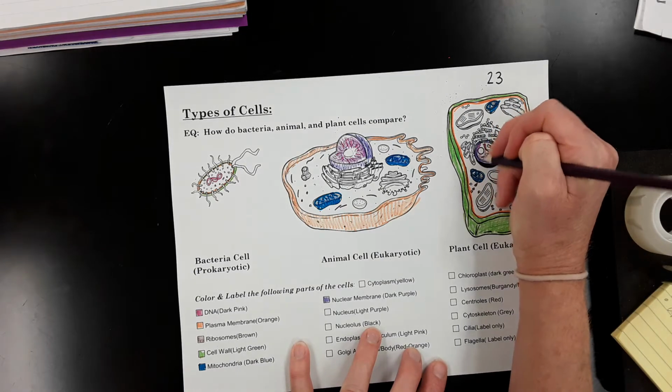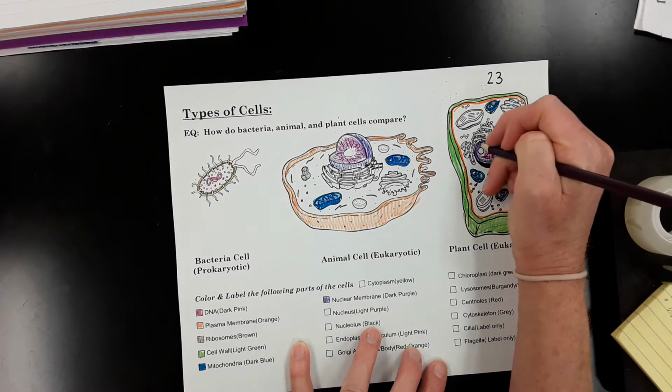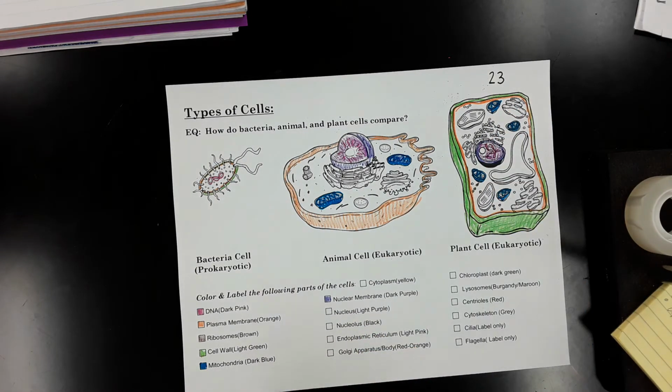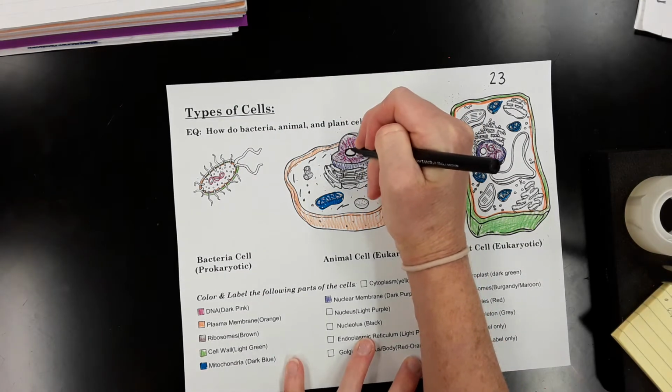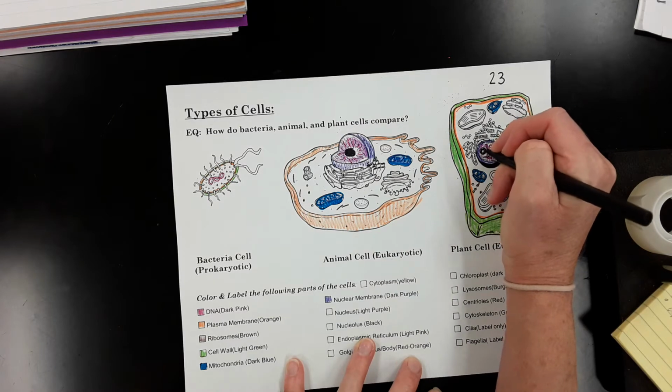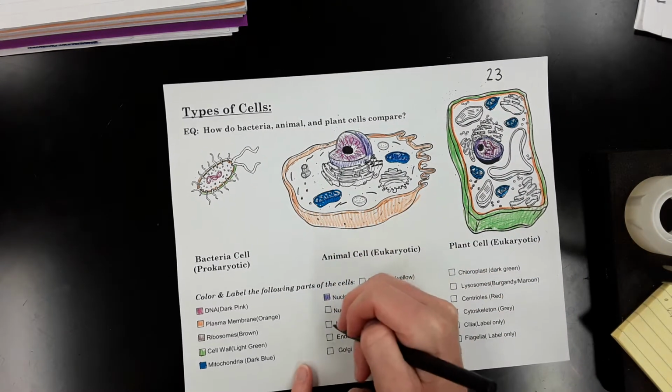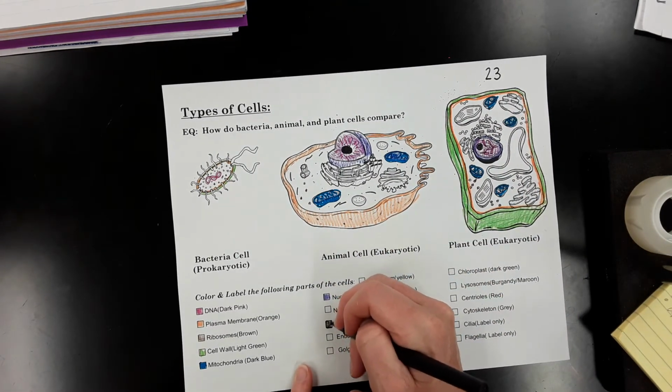The nucleolus is going to be the center of that nucleus, and it says to color that black. So here we have the nucleolus, and that's going to make those ribosomes that make the proteins. So here we have the black.